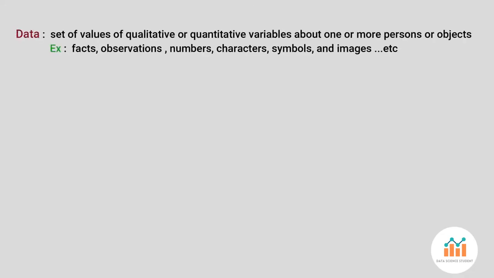Data. The Latin word data is the plural of datum, is in a raw and unorganized form that has to be processed either by human or machine to make it meaningful. Data is a set of values of qualitative or quantitative variables about one or more persons or objects, like facts, observations, numbers, characters, symbols, and images, etc. Finding value in data is becoming critical for successful businesses.